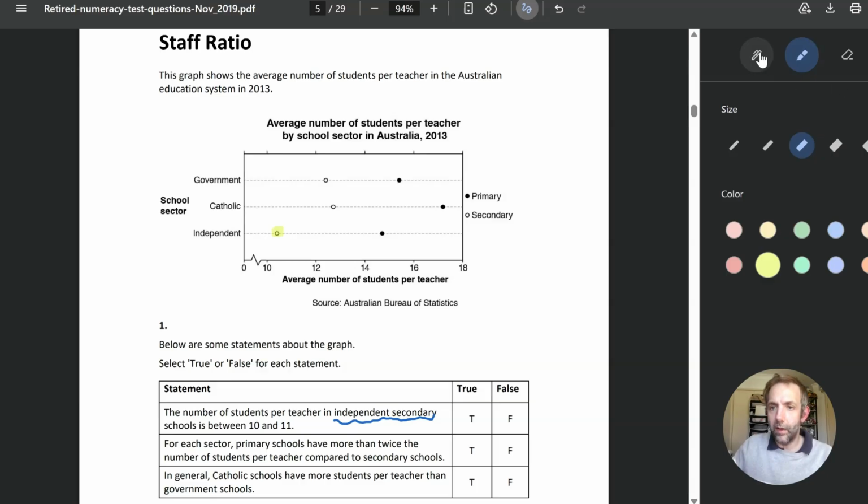And yeah, that works out, because if this is 10 and this is 12, halfway would be 11. So to say that this is between 10 and 11, so like 10 point something, that is true.